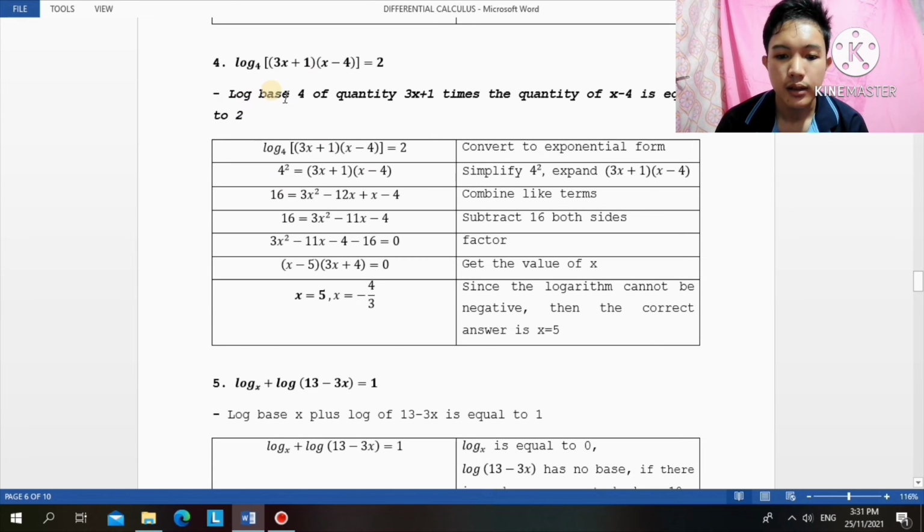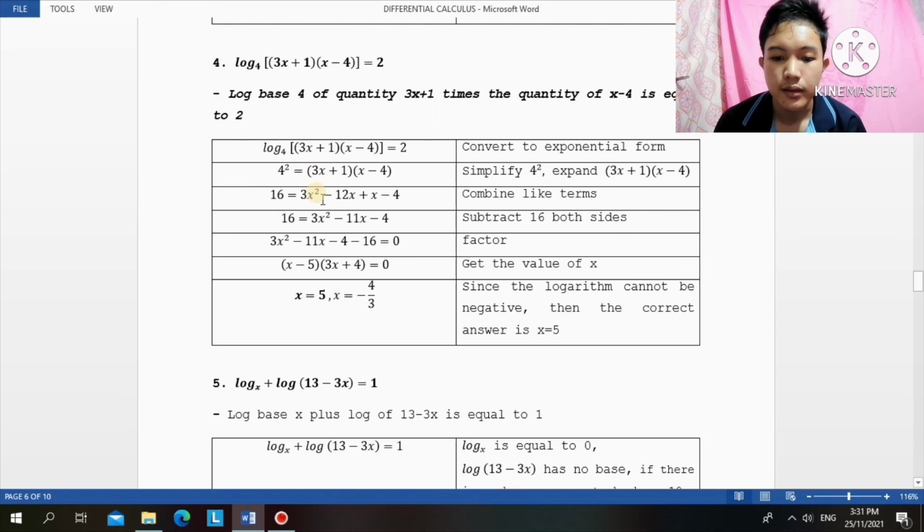So number 4, log base 4 of the quantity 3x plus 1 times the quantity x minus 4 is equal to 2. Convert to its exponential form. So our equation will be 4 squared is equal to 3x plus 1 times x minus 4. Simplify 4 squared: 4 squared is equal to 16.